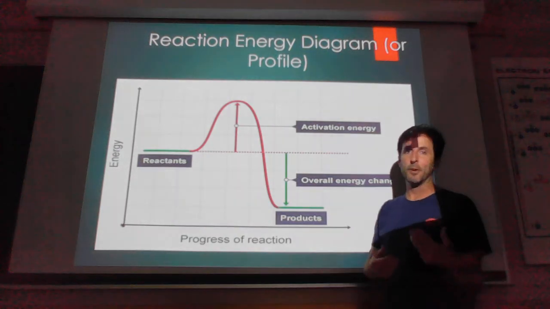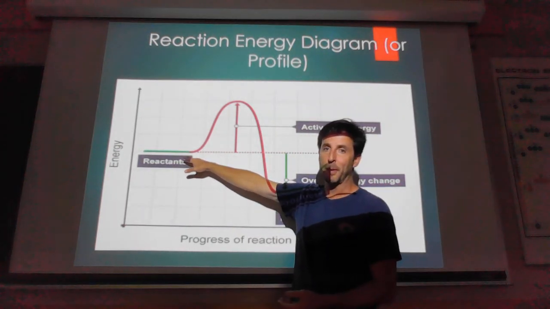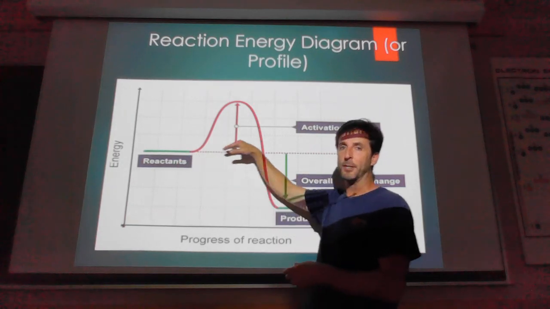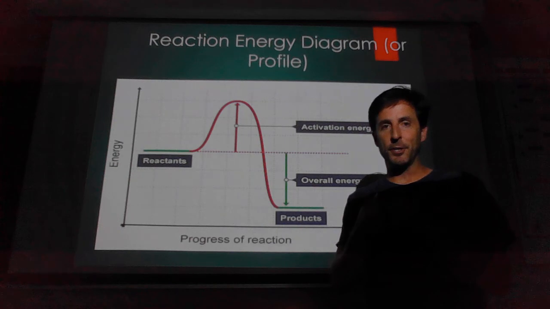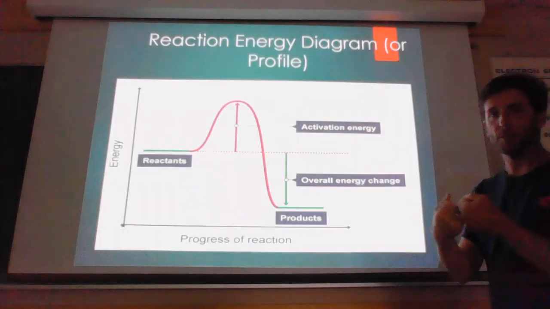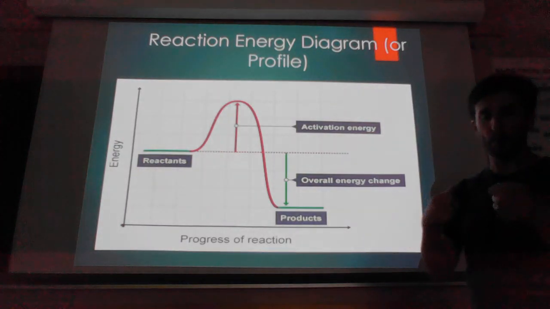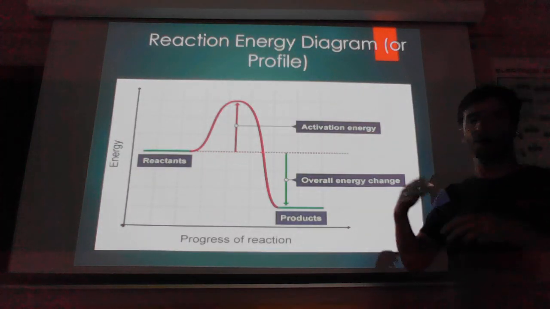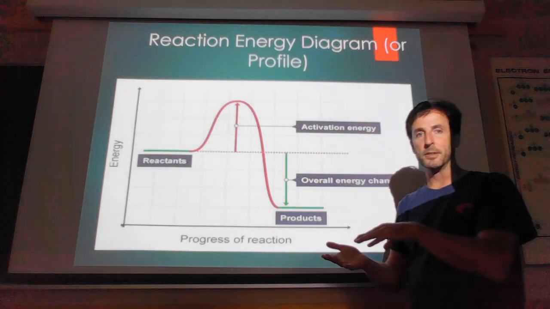Now, there's other important information here. My reactant molecules have some initial energy. In order to convert into products, they have to crash into each other with enough energy to break a bond. If they break a bond, that creates unstable intermediates that can then be converted into products.